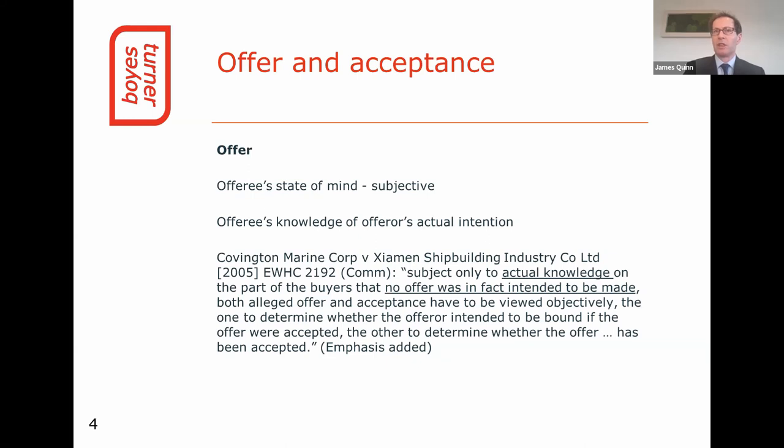So in Covington Marine and Charman Shipbuilding, the court was asked to rule on whether agreement had been reached in an exchange of correspondence. To work out if agreement had been reached, as we see on the slide, the offeree's actual knowledge of the offeror's intention is a relevant factor. So we see then that where you actually know that the offeror didn't intend to make the offer with intention of being bound, then you may not be able to rely on that offer.